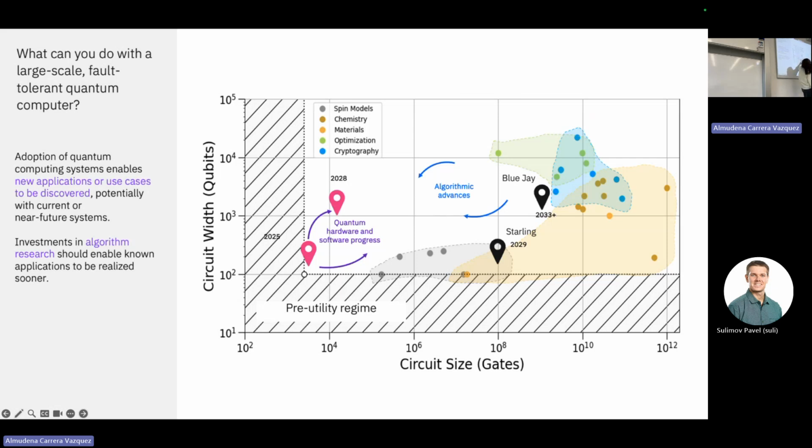And this part is the interesting one. So the location icons are where the different devices will be. And the idea is that if we improve the hardware, these things would move further along this way. And here is where the algorithms, as they are now, fall in. And the idea is that with algorithm research, this should come closer to where the hardware points are.